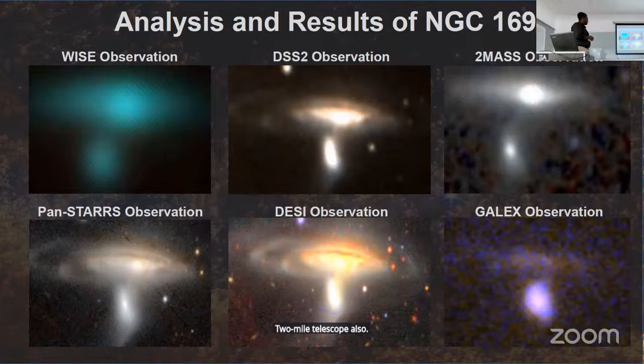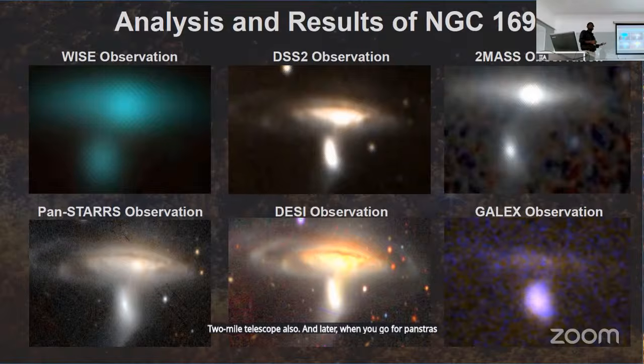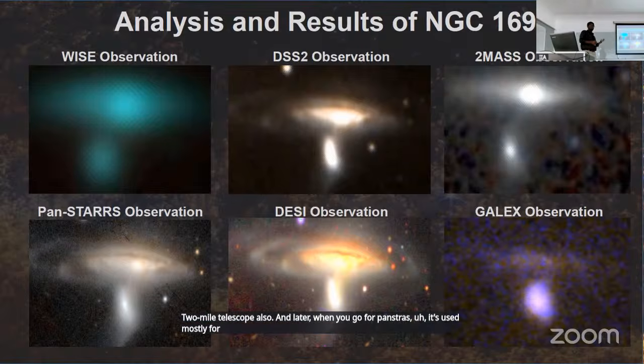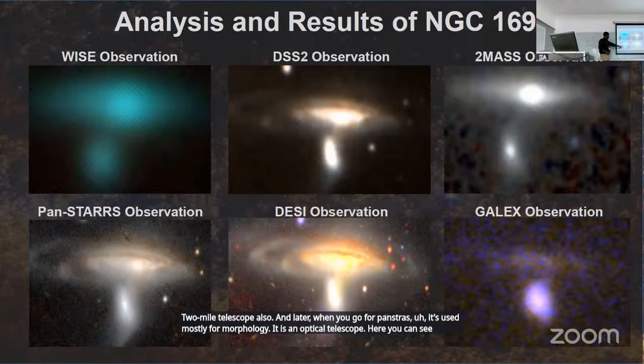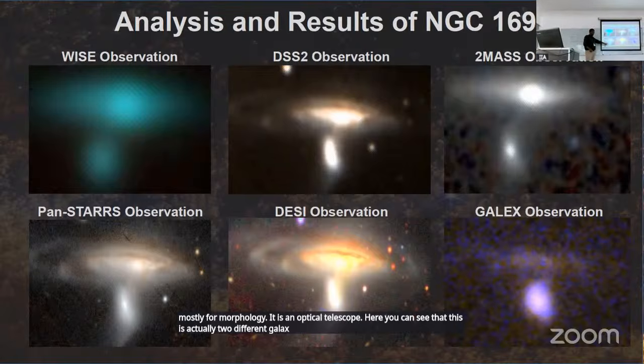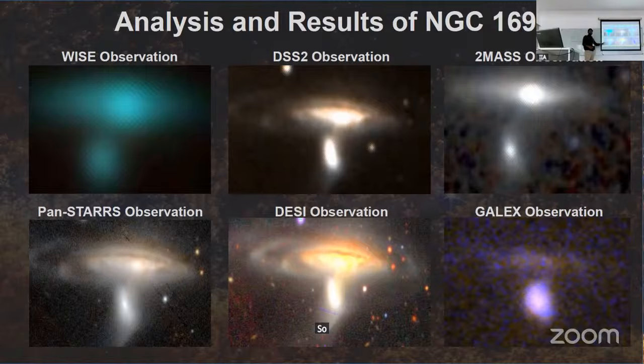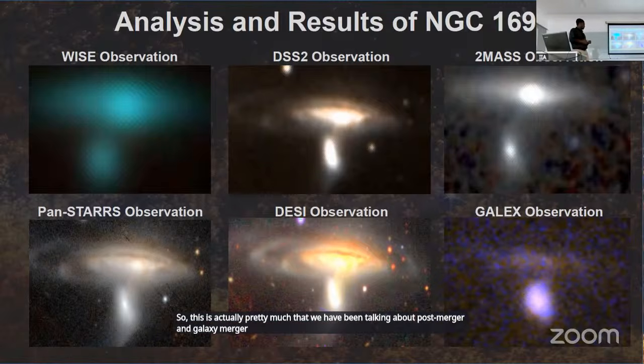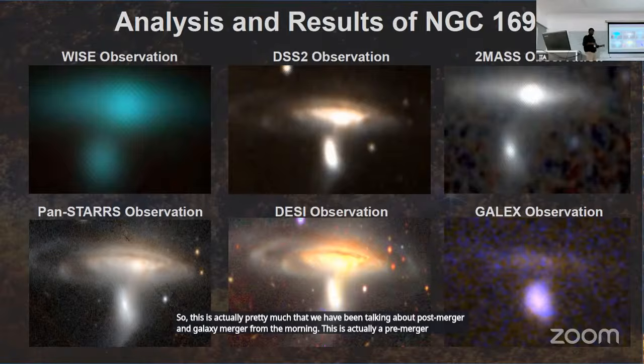Later, Pan-STARRS is used mostly for morphology. It is an optical telescope. Here you can see that these are actually two different galaxies. This is NGC 169 and this is IC 1559. So this is actually a pre-merger. We have been talking about post-merger and galaxy merger since the morning, but this is actually a pre-merger. In the next millions or billions of years, they are going to merge.